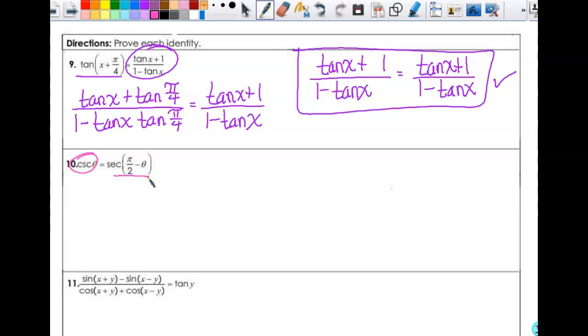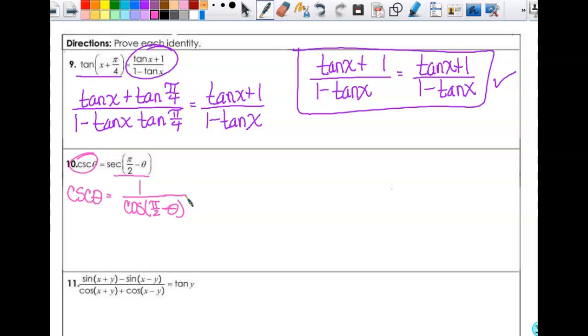So when you look at your sum and difference identities, you only have sine, cosine, and tangent. There's not a secant there. But whatever pi halves minus theta is, this is just some angle. So this is like secant of alpha. So what's the reciprocal of secant? Cosine, right? So that means that this cosecant theta is equal to 1 over cosine of pi halves minus theta.